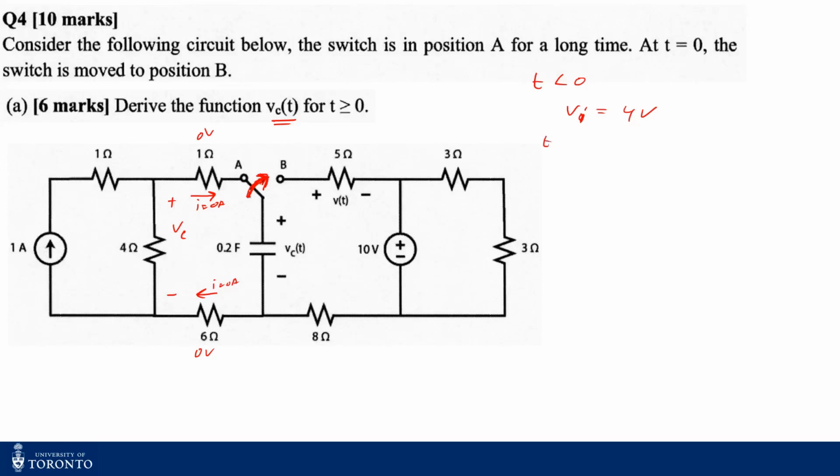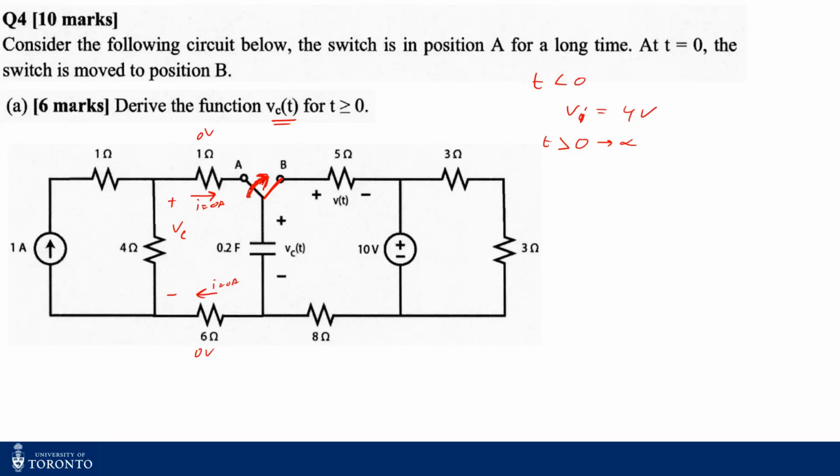VF will be like when you turn the switch to position B, so that's from 0 to infinity, what's happening. So you see when the switch turns to position B, my capacitor will have another voltage, right? It will not be discharging right now, but it will have a different voltage. So now when the capacitor is connected to position B, and you are moving to time infinity, you know that is going to be open circuit again.